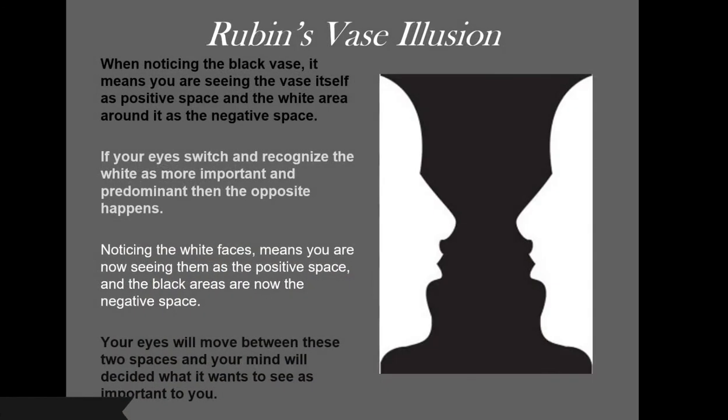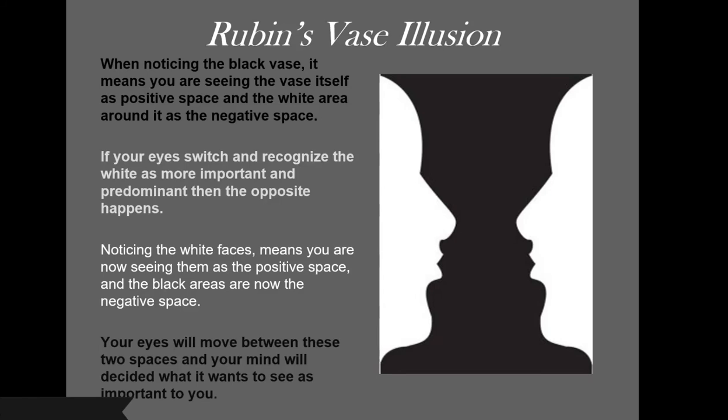In Rubens' vase illusion, you can see how in this popular image, when noticing the black vase first in the center, it means you are seeing the vase itself as positive space and the white area around it as the negative space. If your eyes switch and recognize the white as more important and predominant, then the opposite happens.